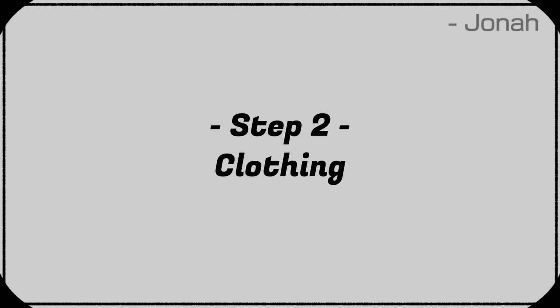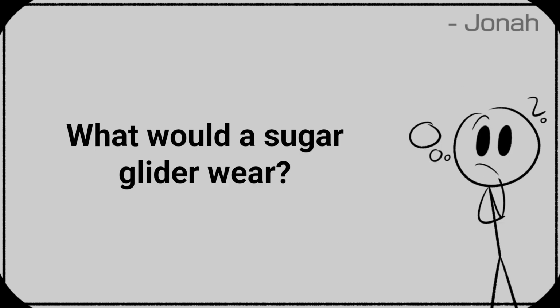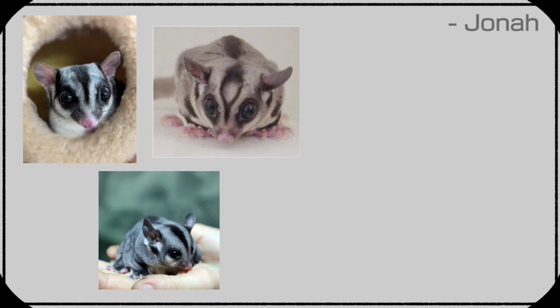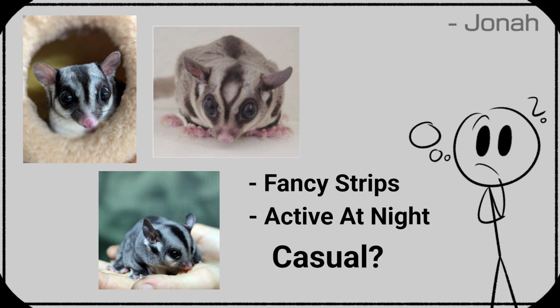Step 2. Clothing. For their apparel, try to think of a theme or concept. What kind of clothing do you think they'd be wearing? I also like to ask myself a question before I begin. That being, this time, what would a sugar glider wear? To start, I'll pull up images of sugar gliders and observe their appearance. They have all these fancy looking stripes around them, and they are also really active at night. I think something casual could work best.